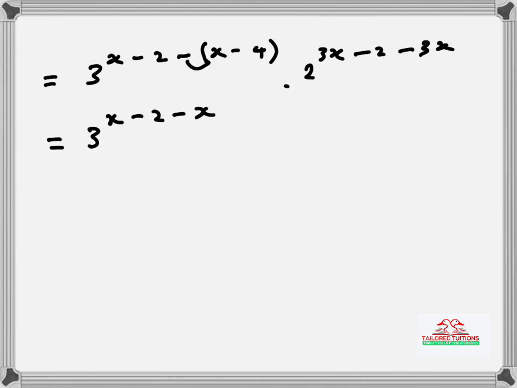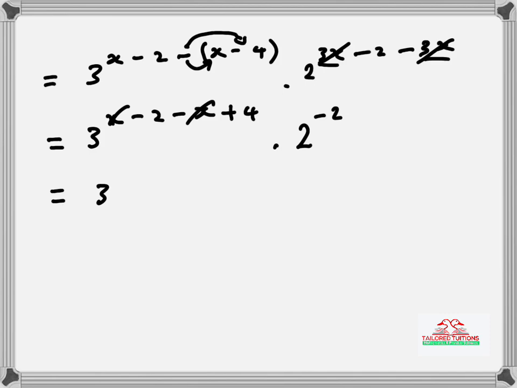So we are multiplying here, so it's minus times positive x, and then minus times negative, this will be plus 4. 3x minus 3x will cancel, it will give us 0. So we have 2 exponent minus 2 here, and x minus x again, this will cancel. We're going to have 3, so minus 2 plus 4, that is 3 exponent 2 times 2 exponent minus 2.